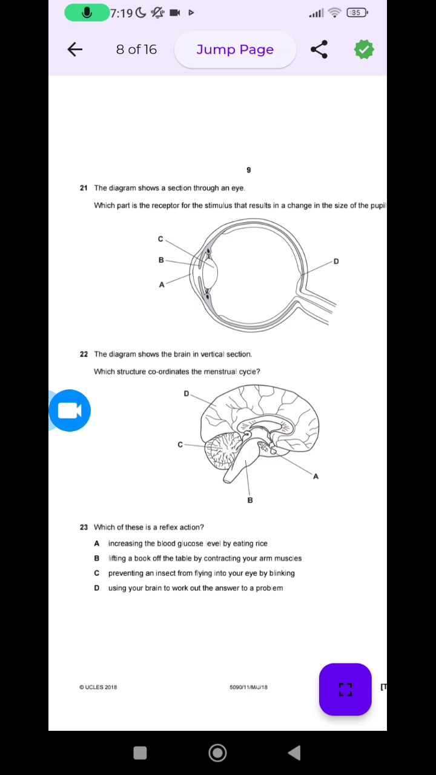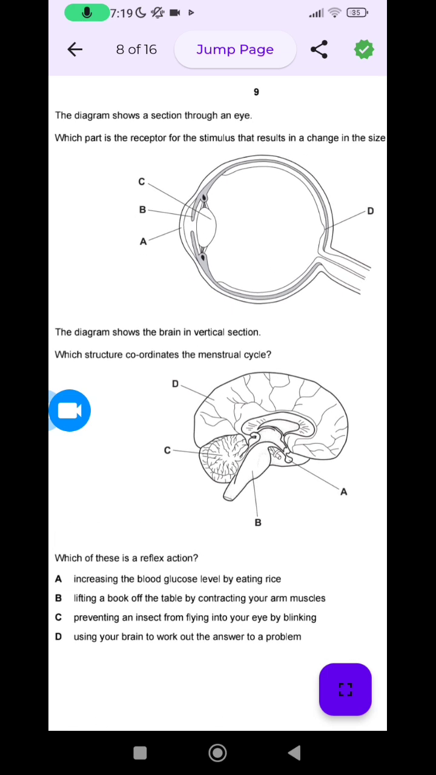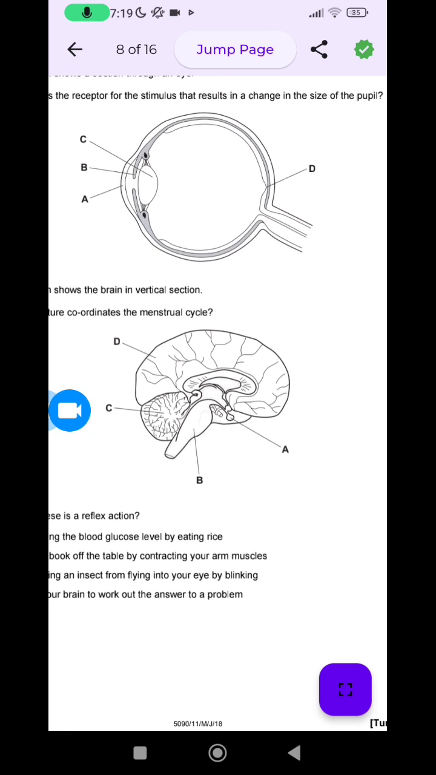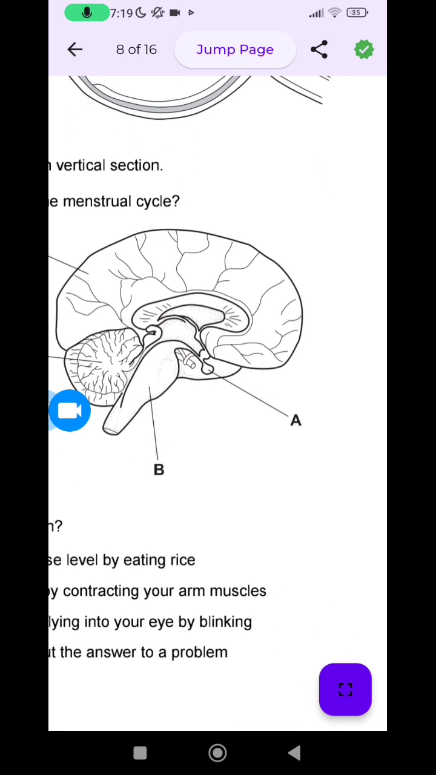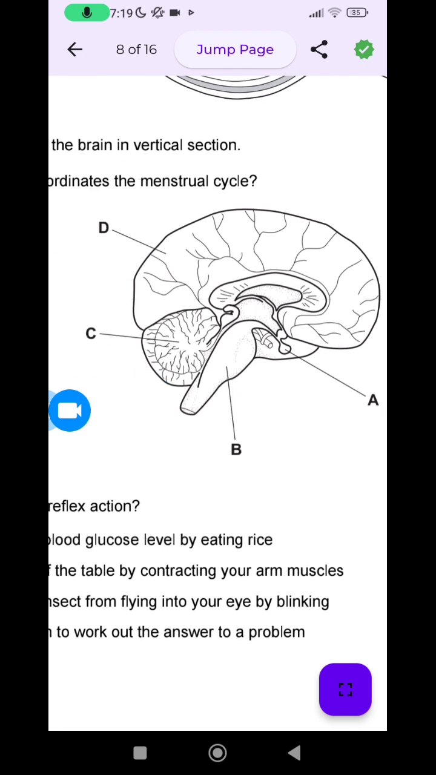Which structure coordinates the menstruation cycle? Now the answer for this is that the menstruation cycle is coordinated by the pituitary gland. As we can clearly see, it is labeled as A over here, so A would be the correct answer.